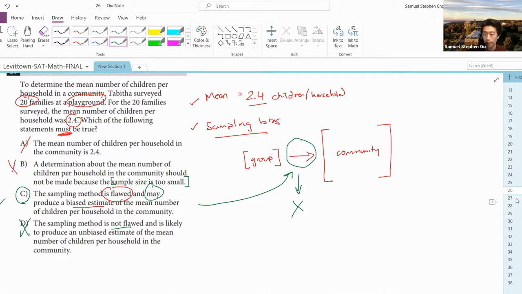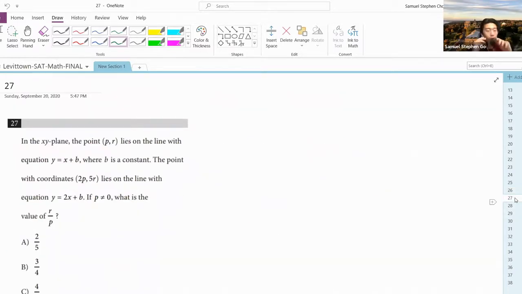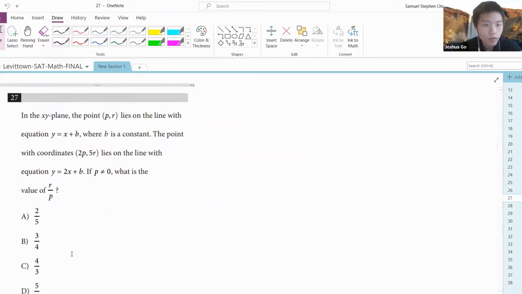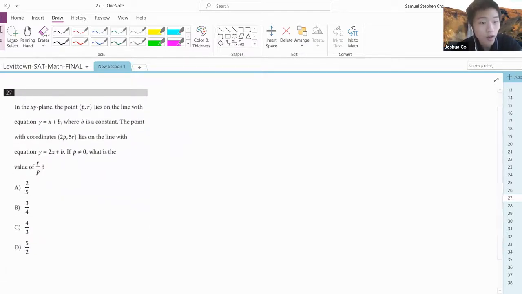Let's go to 27. All right, for 27, in the XY plane, the point (p, r) lies on the line with equation y equals x plus b, where b is a constant. The point with coordinates (2p, 5r) lies on the line with equation y equals 2x plus b. If p is not equal to 0, what is the value of r over p?